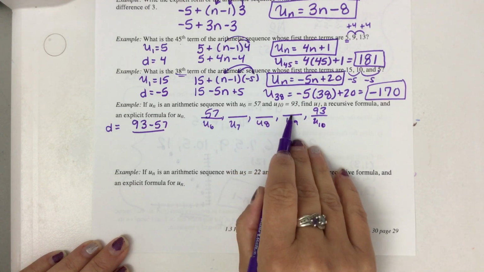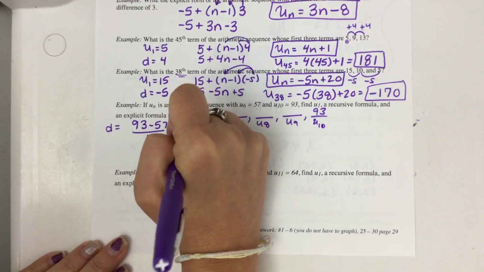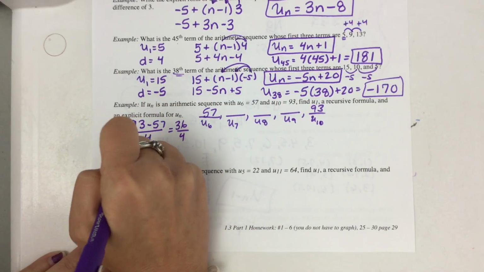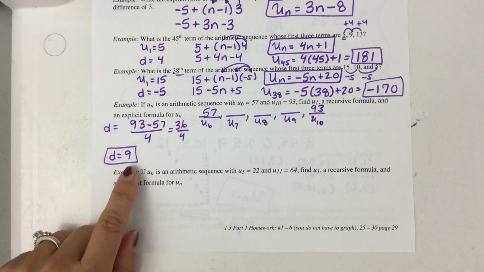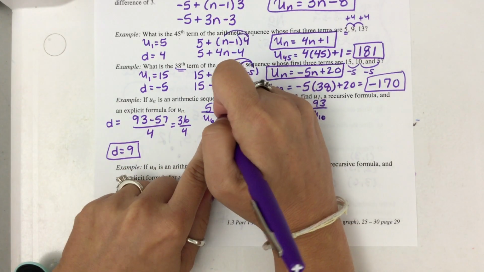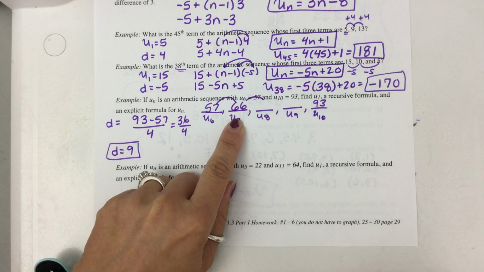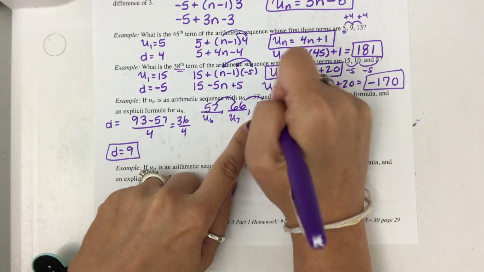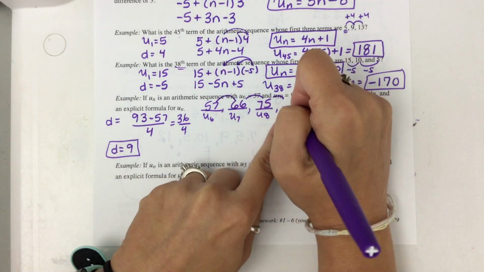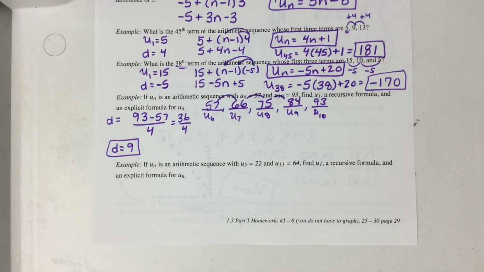1, 2, 3, 4 times. If I take 93 minus 57, that's 36. 36 divided by 4 is 9. So this means our common difference is 9. So 57 plus 9 is 66. 66 plus 9 is 75. 75 plus 9 is 84, and 84 plus 9 is 93. Now I filled those out just to make sure that we were correct.